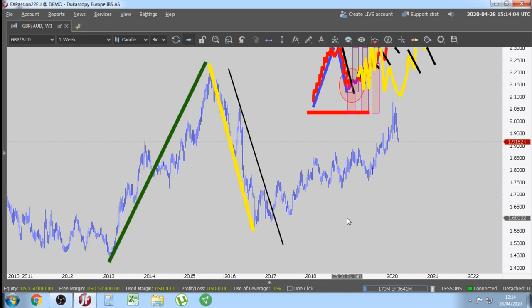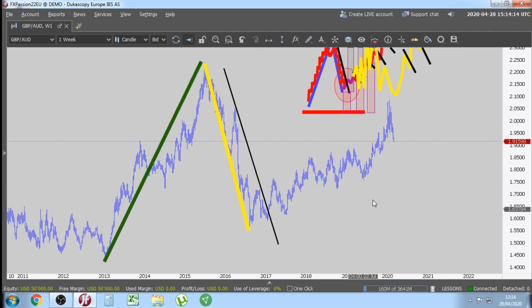GBP AUD, yes Miguel, did I say something different? GBP AUD, yes, GBP AUD weekly chart. Maybe I said something different, I'm sorry.